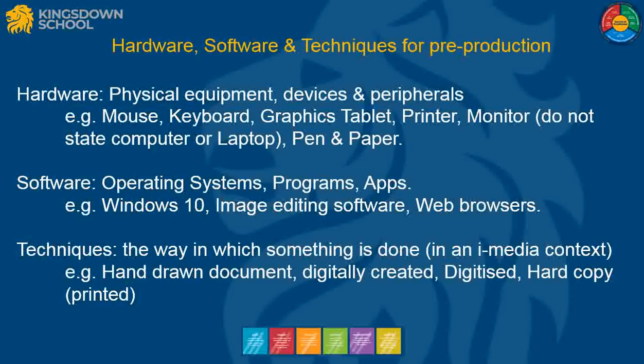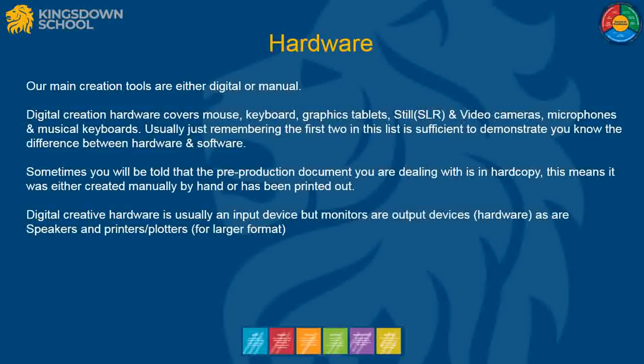So let's go straight away and have a closer look at the hardware. Our main creation tools are either digital or manual in this regard. Digital creation covers, as I said already, mouse and keyboard, graphics tablets. It will also include things like still cameras, video cameras, microphones, music keyboards, anything that's going to be input really. So usually just remembering the first two in that list is sufficient to demonstrate that you know the difference between hardware and software, of course. And sometimes you'll be told that a pre-production document that you are dealing with is in hard copy. Now this means it was either created manually by hand or it has actually been printed out from a printer.